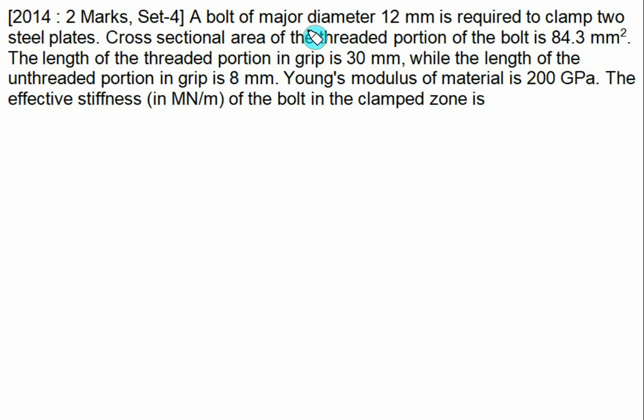A bolt of nominal diameter 12 mm is required to clamp two steel plates. The cross-sectional area of the threaded portion of the bolt is 84.3 mm². That is, the At value is given, and we have the d0 value equal to 12. The length of the threaded portion in the grip, lowercase lt, is 30 mm, while the length of the unthreaded portion in the grip, ld, is 8 mm. Young's modulus of the material is 200 GPa. We have to find the effective stiffness of the bolt in the clamp zone.